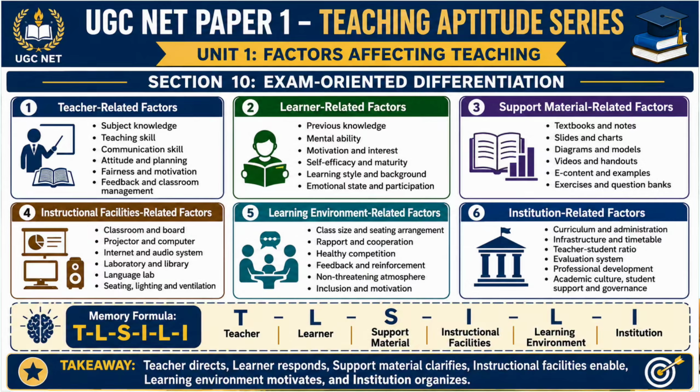Support material-related factors include textbooks, notes, slides, charts, diagrams, models, videos, handouts, e-content, examples, exercises, and question banks. Instructional facilities related factors include classroom, board, projector, computer, internet, laboratory, library, language lab, audio system, seating, lighting, and ventilation. Learning environment related factors include class size, seating arrangement, rapport, cooperation, healthy competition, feedback, reinforcement, non-threatening atmosphere, inclusion, and motivation.